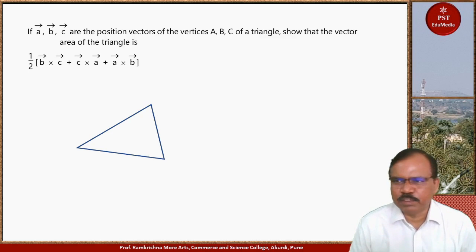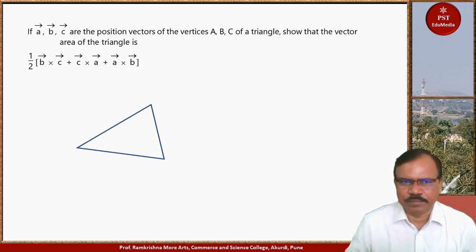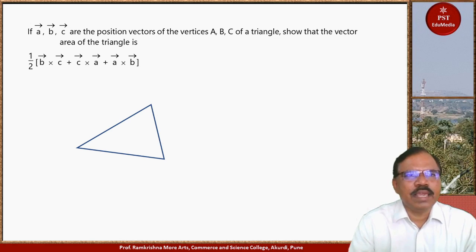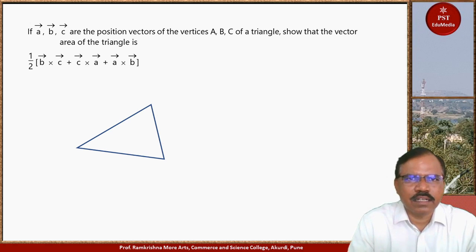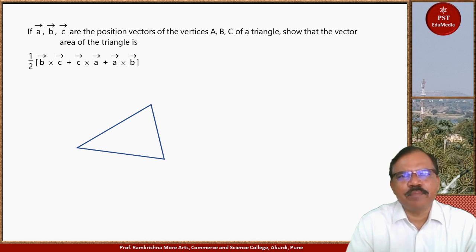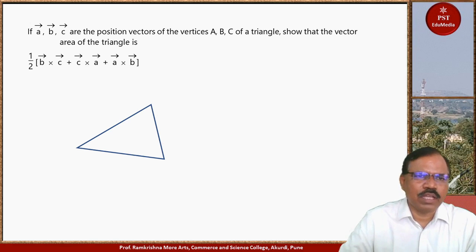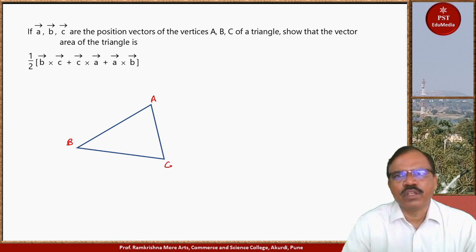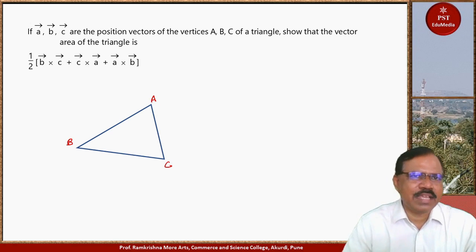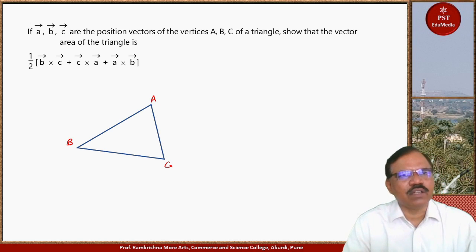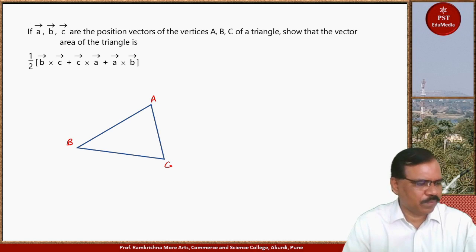So see here, this is a simple one. If A, B, C are position vectors of the vertices A, B, C of a triangle, I have taken here triangle A, B, C. Show that the vector area of the triangle is 1/2 in brackets B cross C plus C cross A plus A cross B.